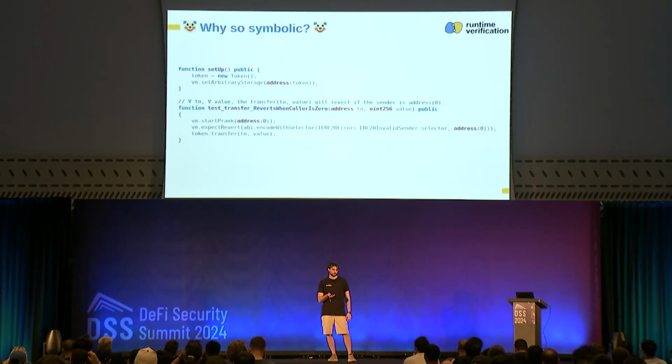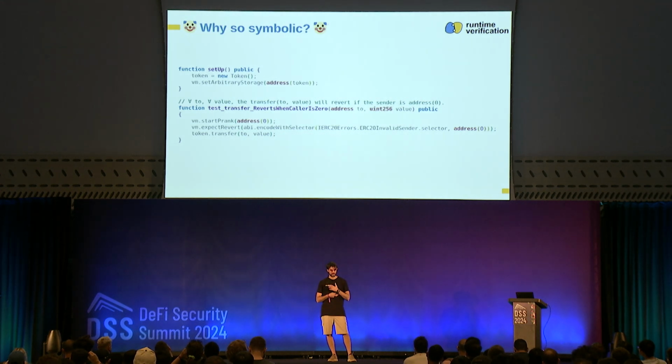For instance, here, this could be just a Foundry test, but what executing it symbolically allows us to do is to make sure that if this passes, there's no value that will make this test fail. Whereas with concrete execution, if you're fuzzing, you will never get to this level of assurance.